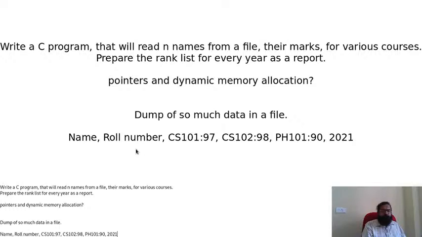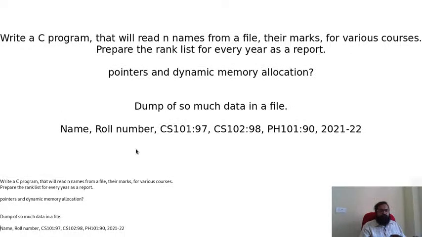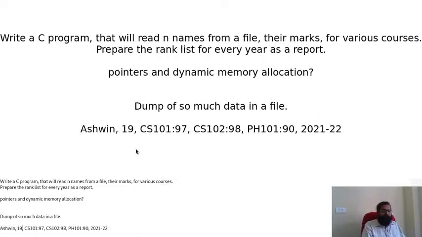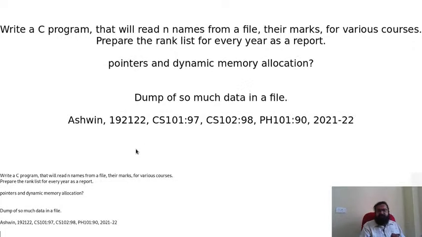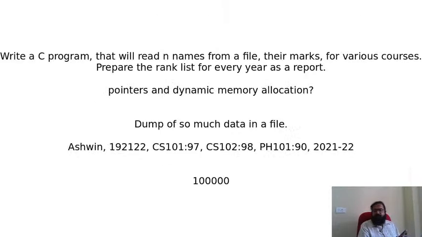and at the end you will have, let's say, 2021-22. Okay, so the name is, let's say, Ashwin, something like this. Okay, and then you will have multiple such entries. Let's assume that there are about 10,000 entries or about 100,000 entries, okay, and you want to read that and then prepare a rank list for every year as a report.